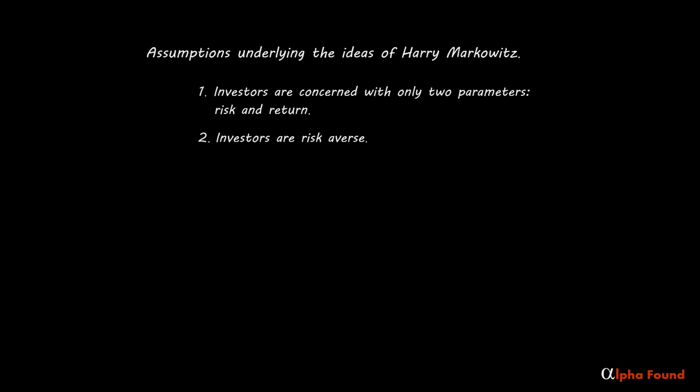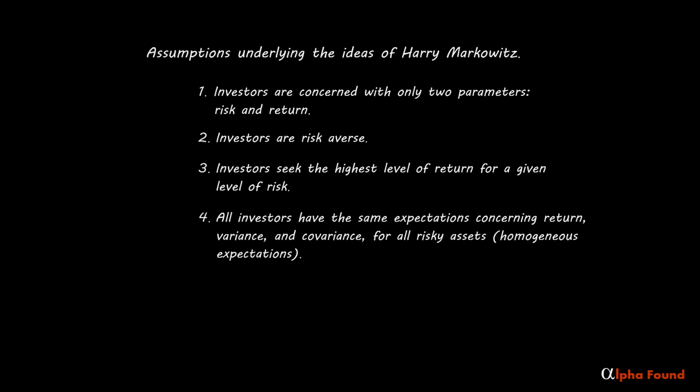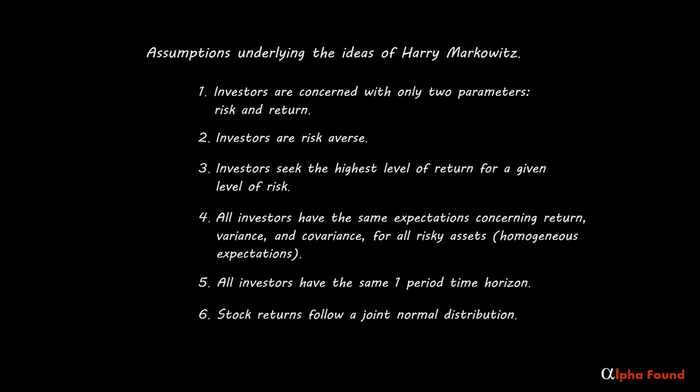There are several assumptions underlying Markowitz. 1. Investors are concerned with only two parameters, risk and return. 2. Investors are risk averse. 3. Investors seek the highest level of return for a given level of risk. 4. All investors have the same expectations concerning return, variance, and covariance for all risky assets. This is usually called homogeneous expectations. 5. All investors have the same one-period time horizon. And 6. Stock returns follow a joint normal distribution.